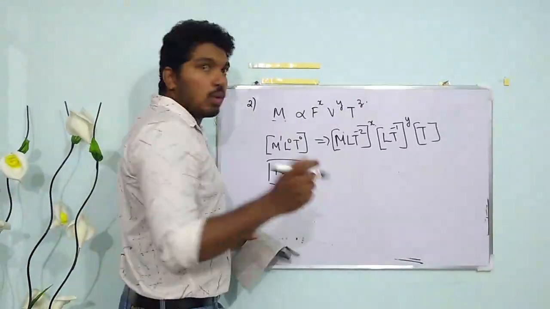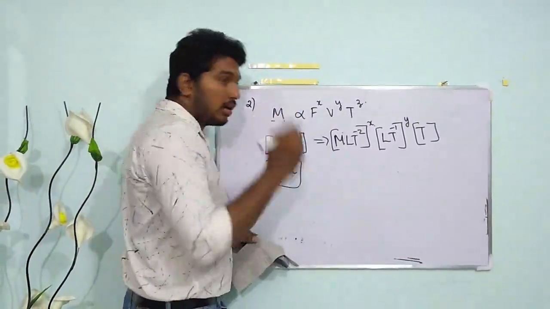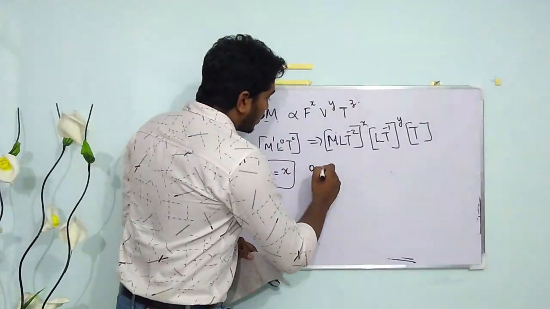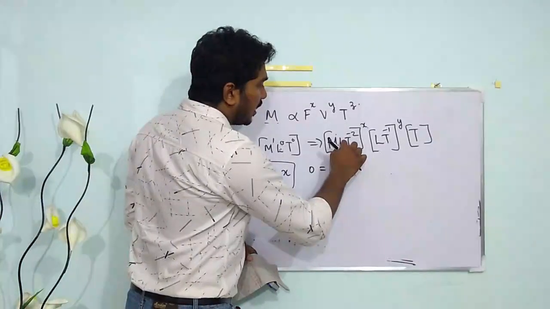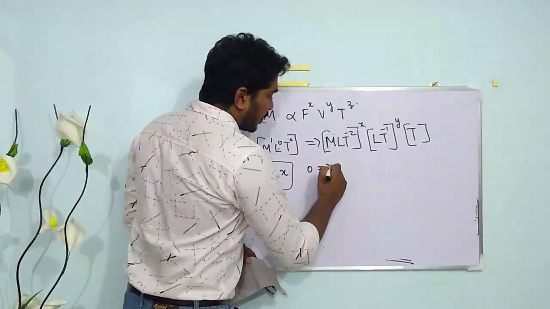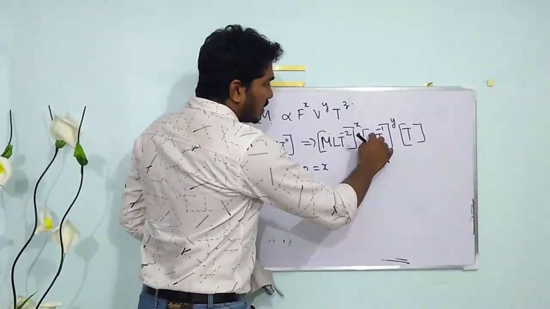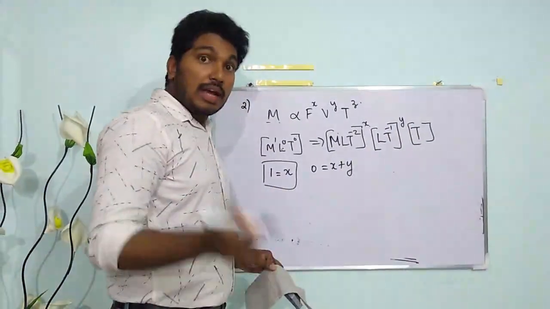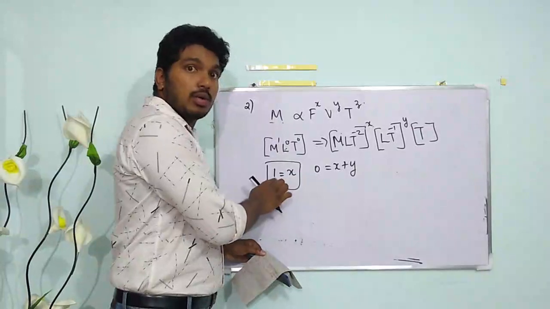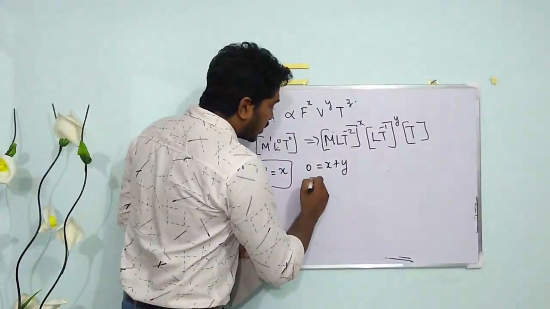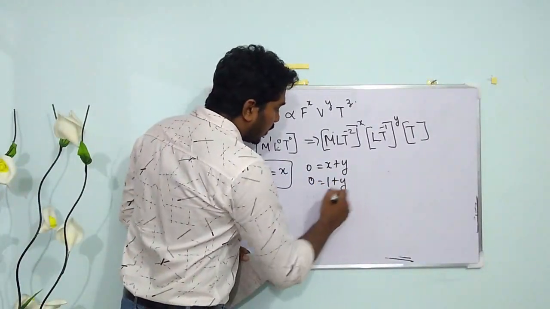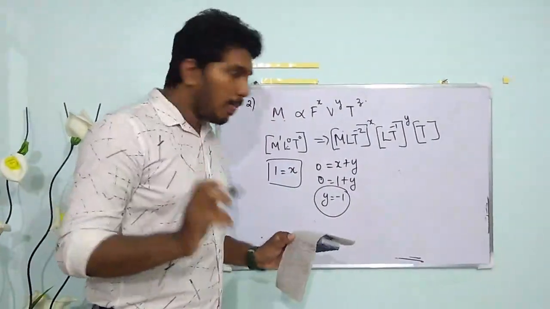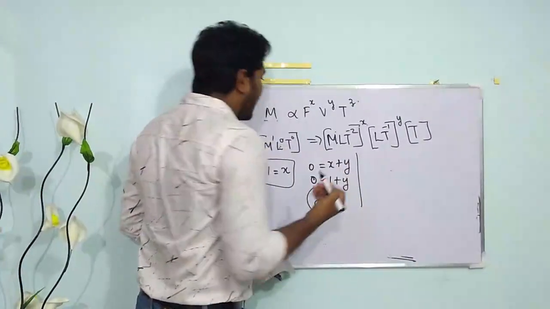X is equal to 1. Next, we'll compare the power of L. The power of L in the LHS is 0. So 0 equals, in the RHS, we have an L raised to x, so x. Here the power is 1 times y, so plus y. We already know x is 1, so substitute it over here. You get 0 equal to 1 plus y, or y is equal to minus 1. Clear?